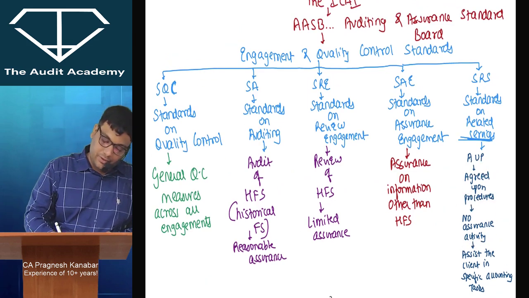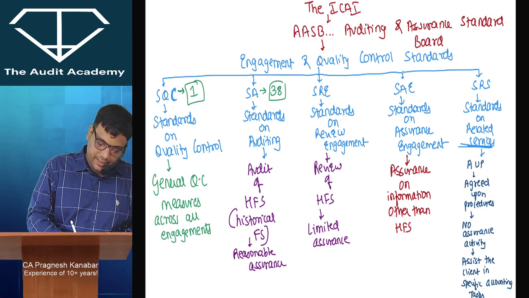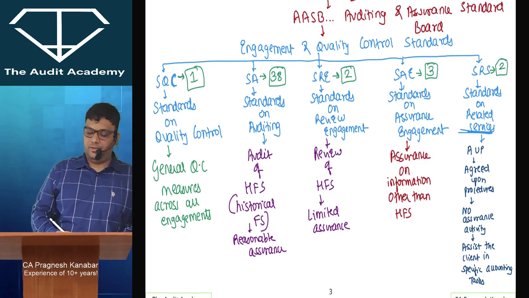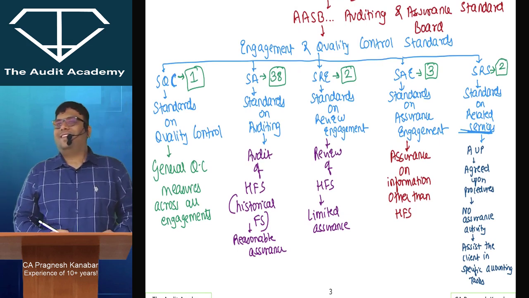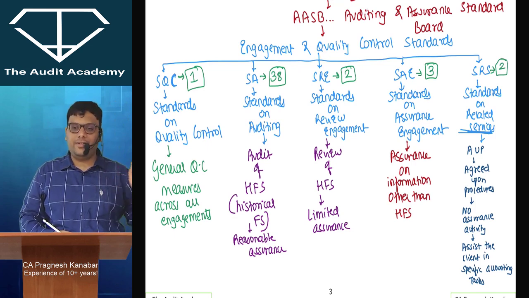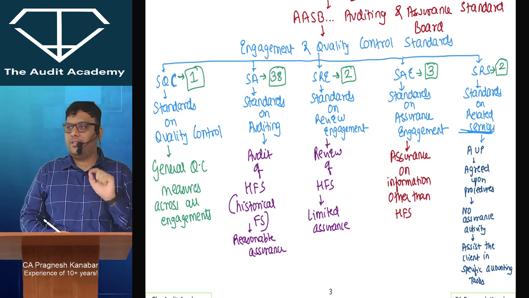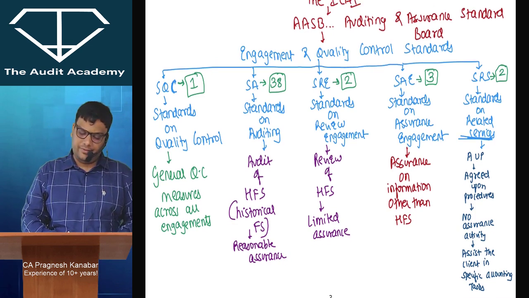Now, if I talk about the quantum, then you have one standard over here, 38 SAs, 2 SREs, 3 SAEs, and 2 SRS in your syllabus. Only this much. And don't worry. Once you develop the grip, once you catch the gist of the standards topic, automatically you will be able to finish standards at a very fast pace.